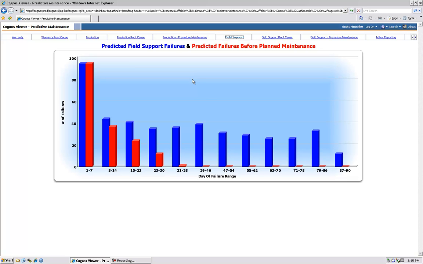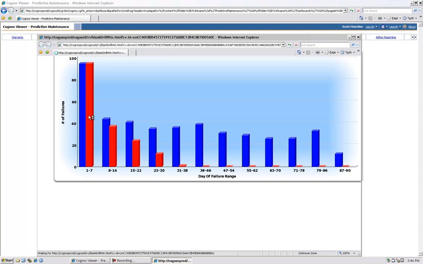We can also look at a dashboard of all the units that are in service over the next 90 days and look at units that are likely to fail and determine which units are not going to have maintenance to prevent that failure. As you can see in this first bucket of 1 to 7 days, we have a large number, 95 units, of motors that are likely to fail, and none of them are actually scheduled for maintenance. Let's actually drill down and take a look at one of these units.